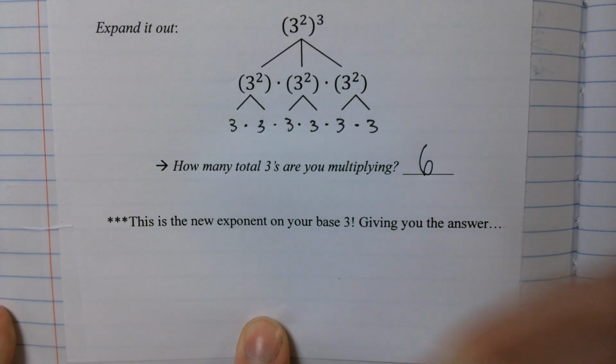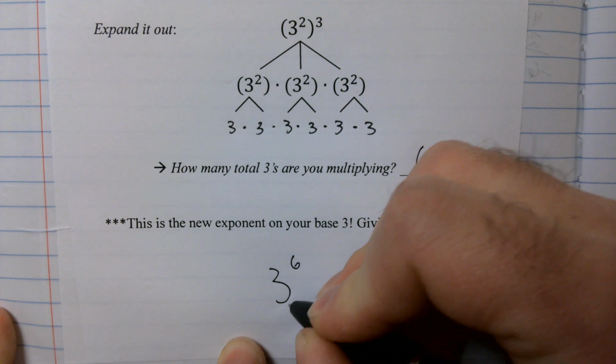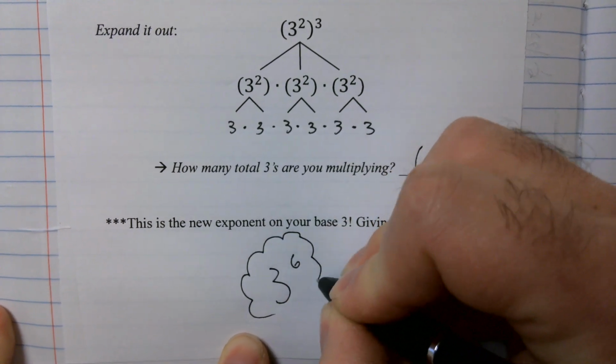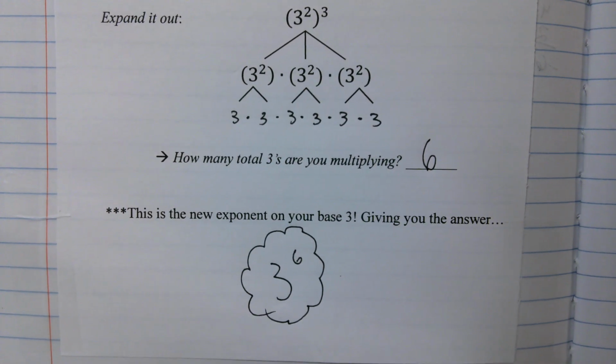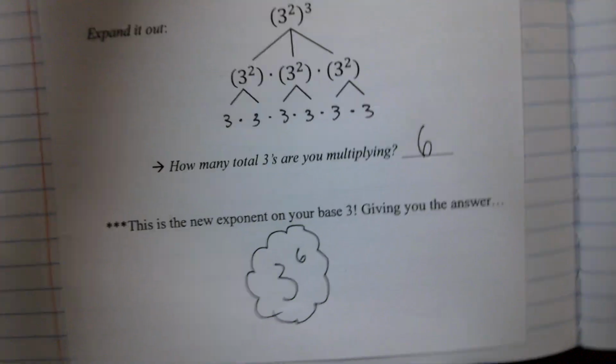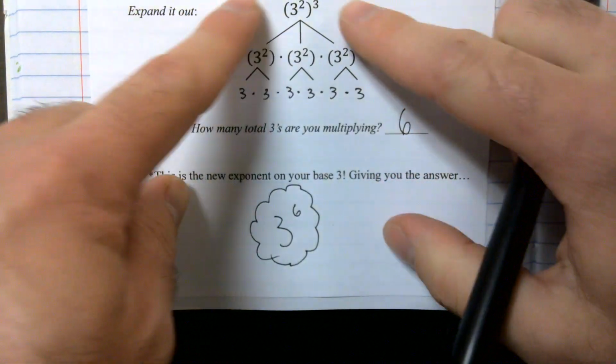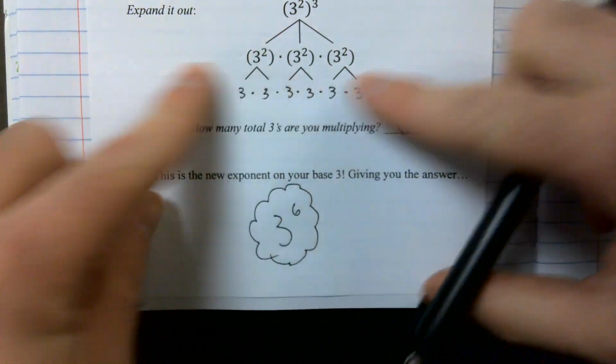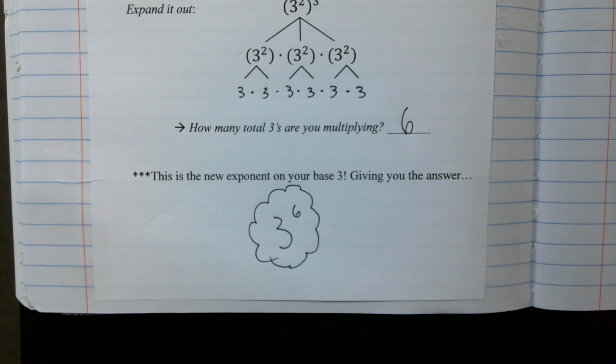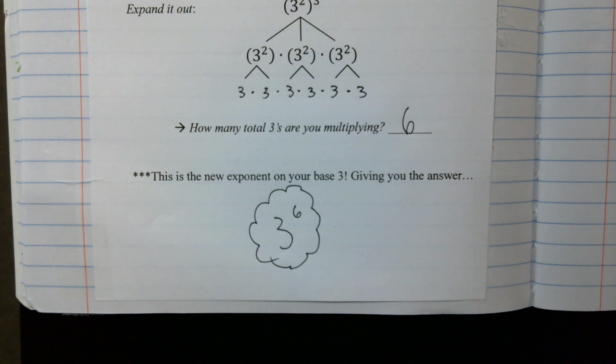This is your new exponent. Base of 3, exponent of 6. So instead of doing all this expanding out and breaking it down and multiplying, all we got to do is multiply the two exponents together. Very simple. Here come some examples to glue in.